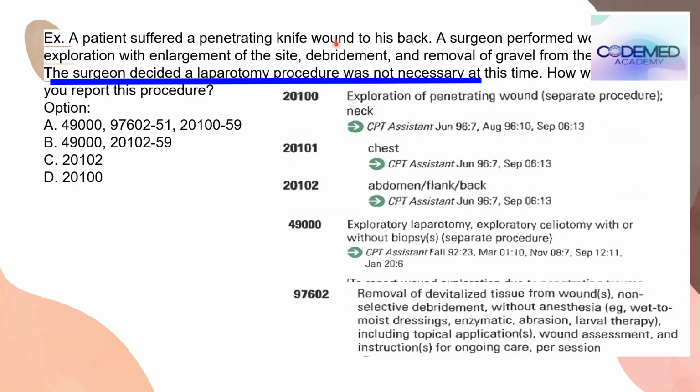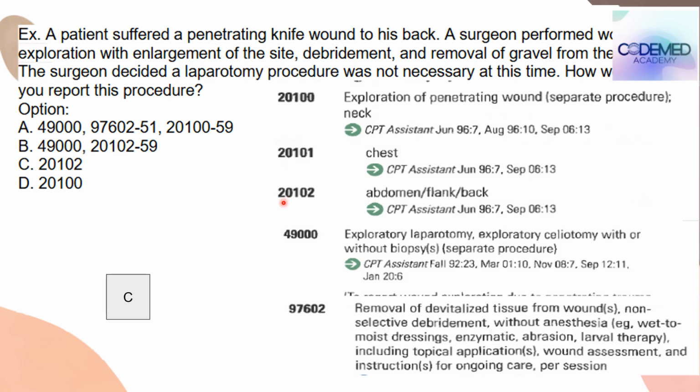Now, since the laparotomy procedure is not performed, we can straight away eliminate answer A and B because they talk about the laparotomy procedure. We have just seen this code. Now we have only C and D. So let us see what's the answer. So the answer is 20102 because the code will be exploration of the penetrating wound, abdomen, flank and back. And in our case, the injury happened at the back. So we will zero down to answer C.